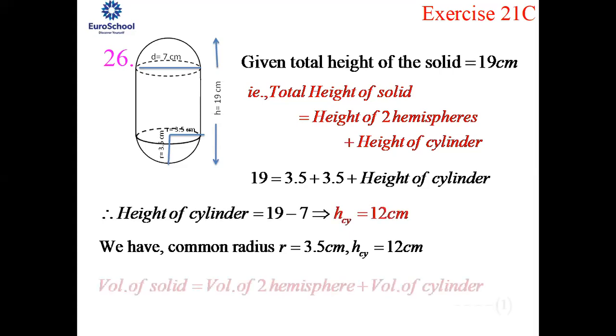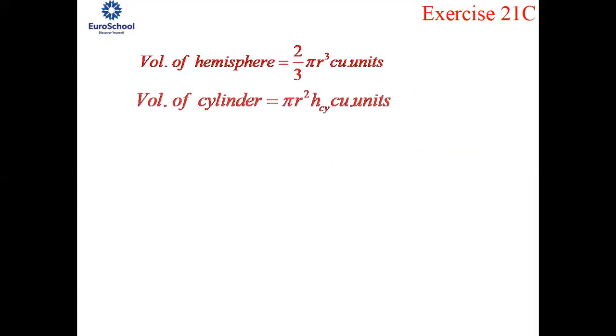Okay, fine. Now you need to calculate the volume of the solid. Here the solid comprises two hemispheres, one on top and one at the bottom, plus the cylinder. So what is the formula for the volume of a hemisphere? It is 2 by 3 pi r cube. And the volume of the cylinder? It is pi r square h.